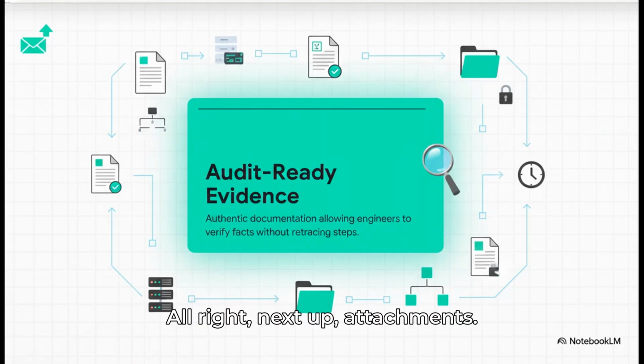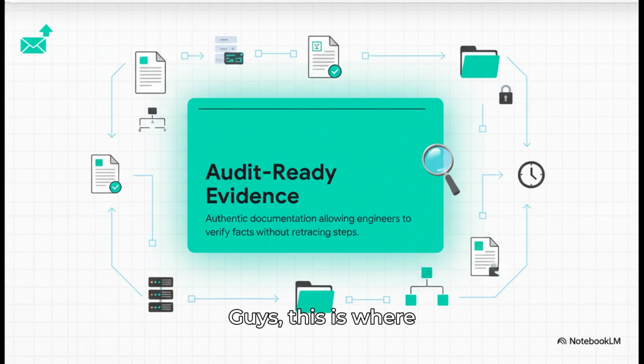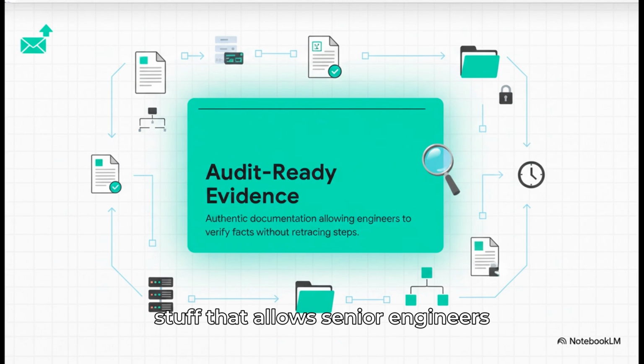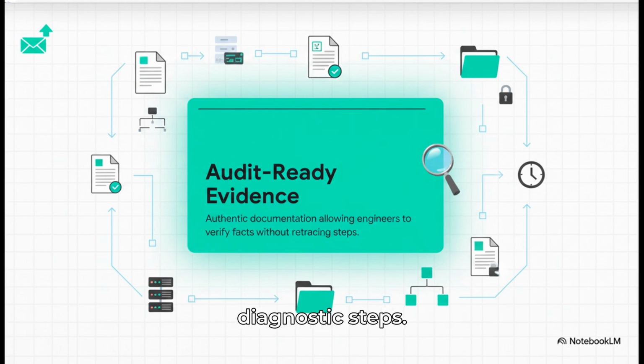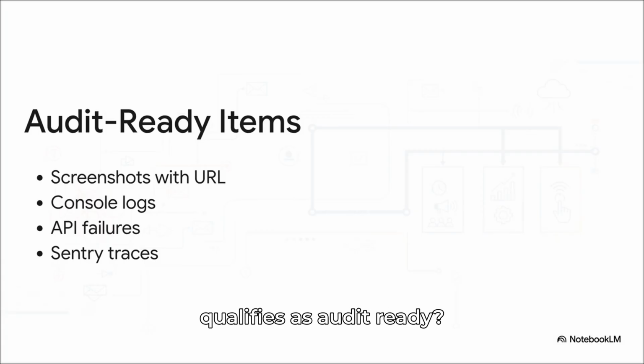All right, next up, attachments. Guys, this is where so many escalations completely fall apart. You need to provide what we call audit-ready evidence. This means authentic, directly sourced documentation, stuff that allows senior engineers or maybe even external compliance auditors to verify facts immediately without having to retrace your diagnostic steps. Basically, it proves that you've done the foundational troubleshooting before you pass the buck. So, what exactly qualifies as audit-ready? We're looking at a gold standard of 4 specific items here.